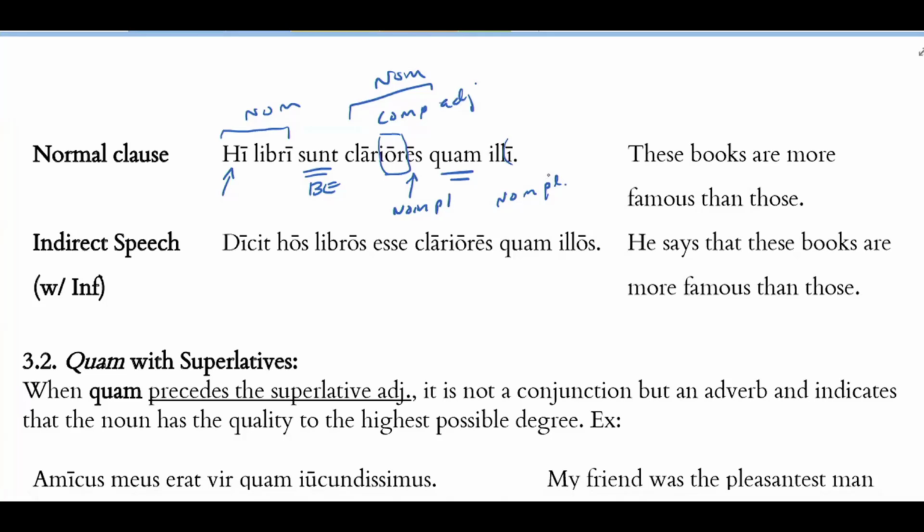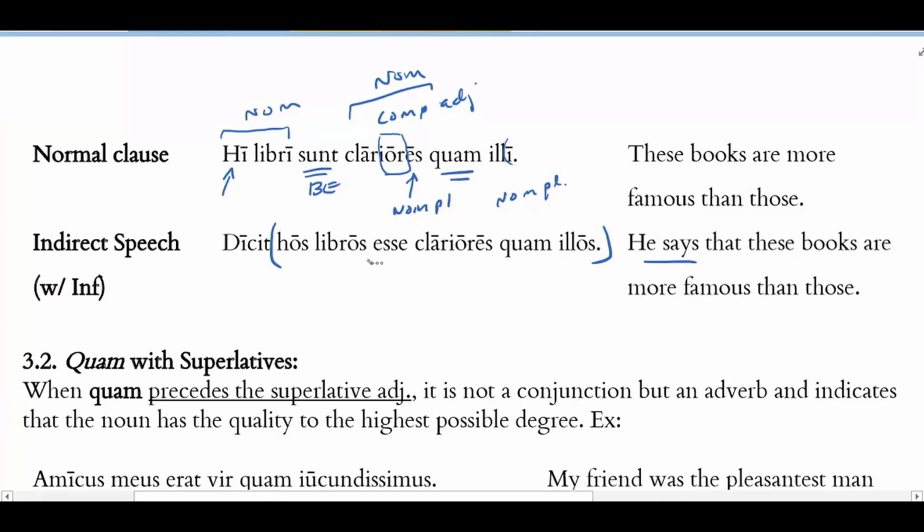In effect, what you're saying is these books are more famous than those books are. The "those" is nominative because there's an implied being verb there too. Okay, now here we have indirect speech. So dicit is "he says," okay? And then everything after dicit is indirect speech. He says that something is the case.